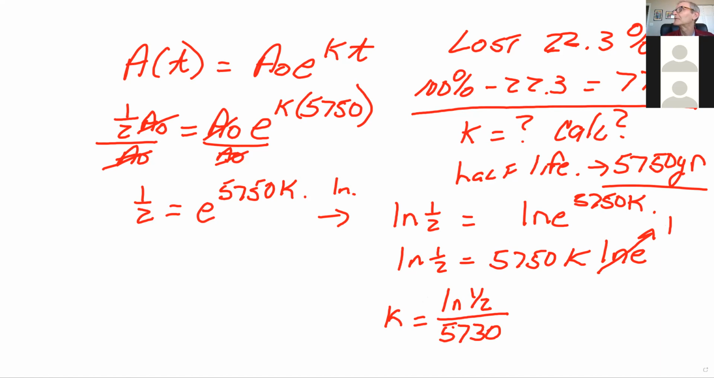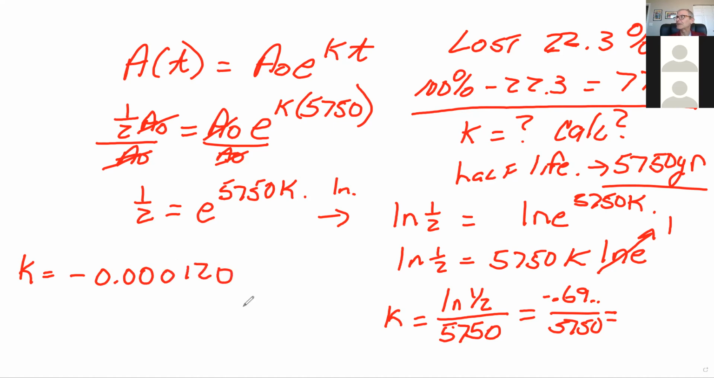5750. Yeah, 50, sorry. All right, let me get out my calculator here. 0.5 natural log is minus 0.693. So I just keep the decimals that they have, divided by 5750. And so it looks like K would equal minus 0.000120 and some more.